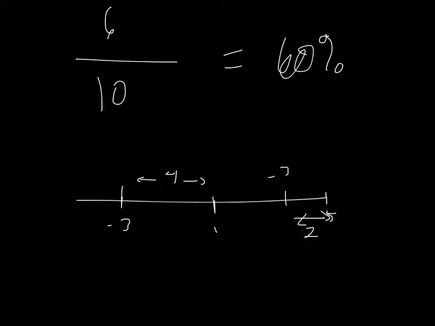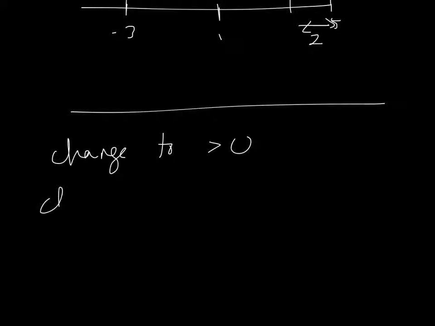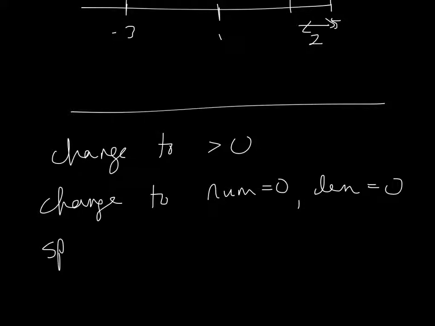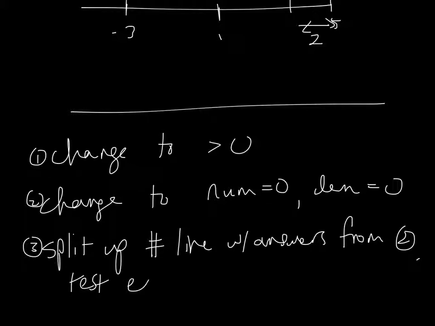So, in the end, how do you solve an inequality? Basically, change to greater than 0, change to numerator equals 0 and denominator equals 0, and split up the number line with the answers from those. Then test each region. Does that make sense? Yes. Okay. Got it?